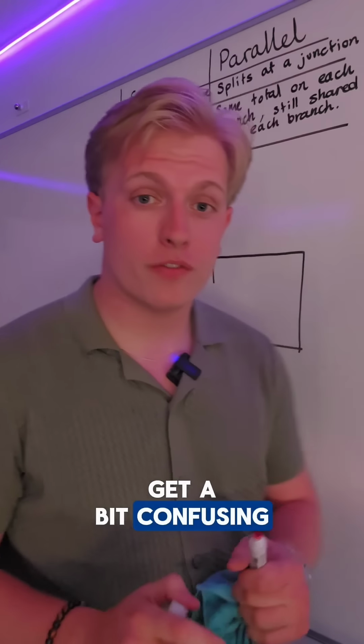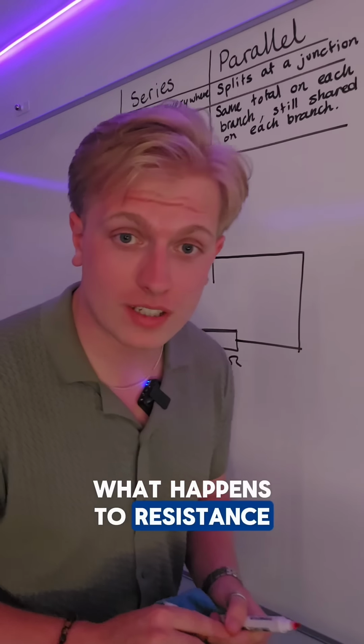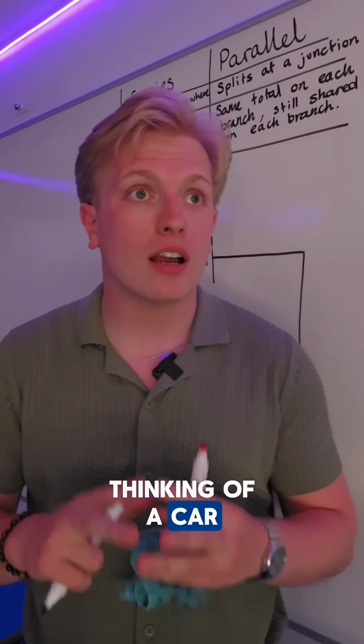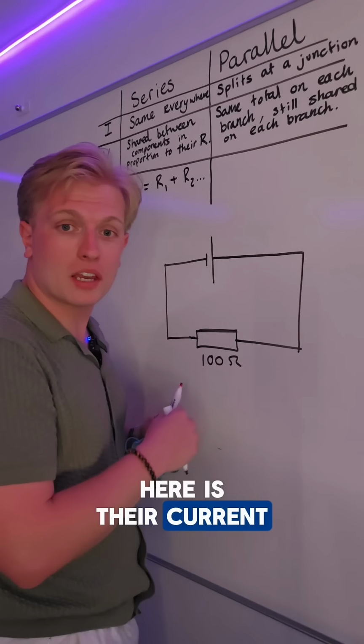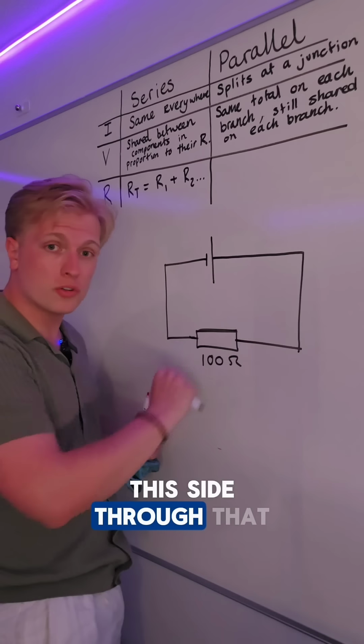Okay, here's where it might get a bit confusing. In a parallel circuit, what happens to resistance? The best way to explain this is thinking of a car journey through roads trying to get from one place to another. Your electrons are the cars. Here is their current journey. They have to go from this side to this side through that resistor.